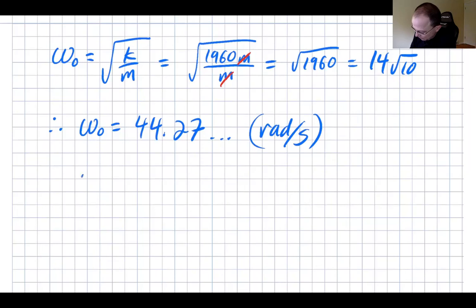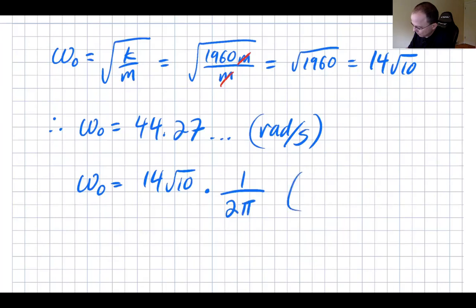So this is going to be equal to 44. Let me write it down here exactly as this. So that's radians per second. And then we want to multiply by cycles per radian. And this will give us the answer in terms of cycles per second, which is also known as hertz.